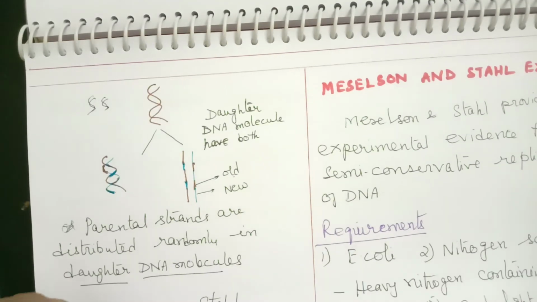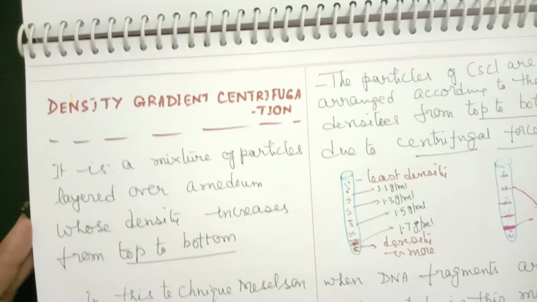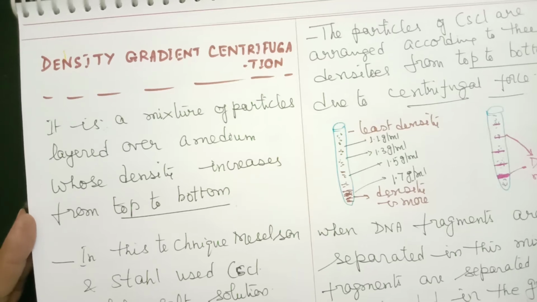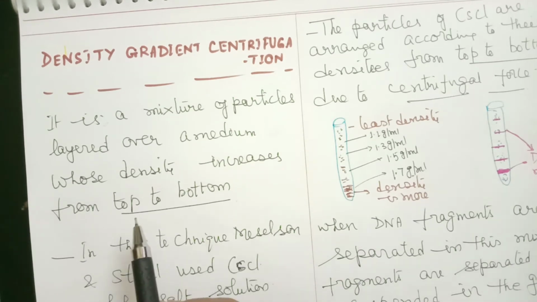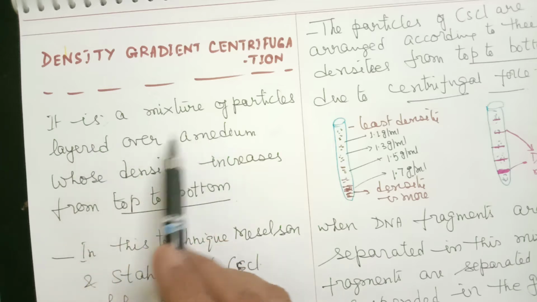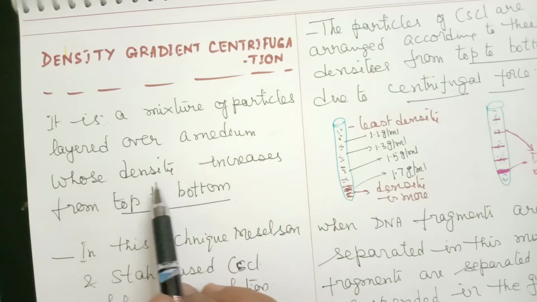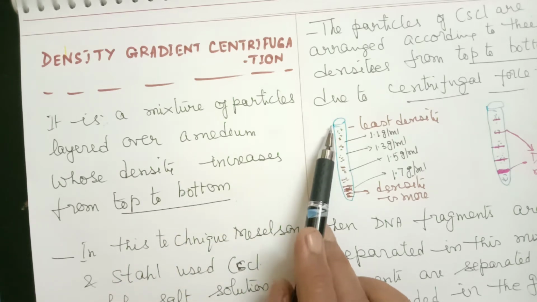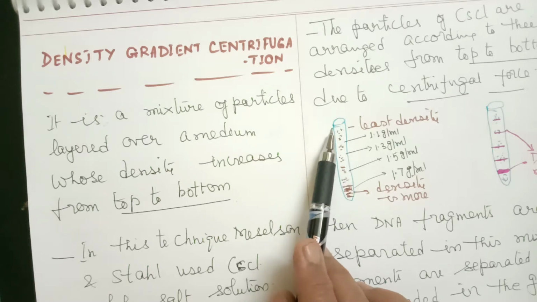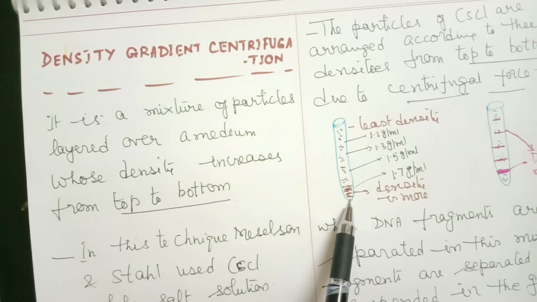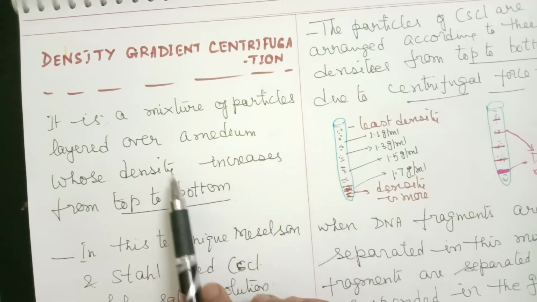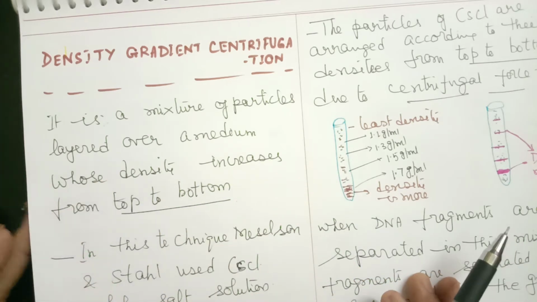First, I would like to explain what density gradient centrifugation is. In density gradient centrifugation, a mixture of particles is layered over a medium whose density increases from top to bottom. That means, like I have shown in a test tube, at the top the density will be low, and gradually the density will increase towards the bottom. This is how the different molecules in a mixture are distributed according to their density.